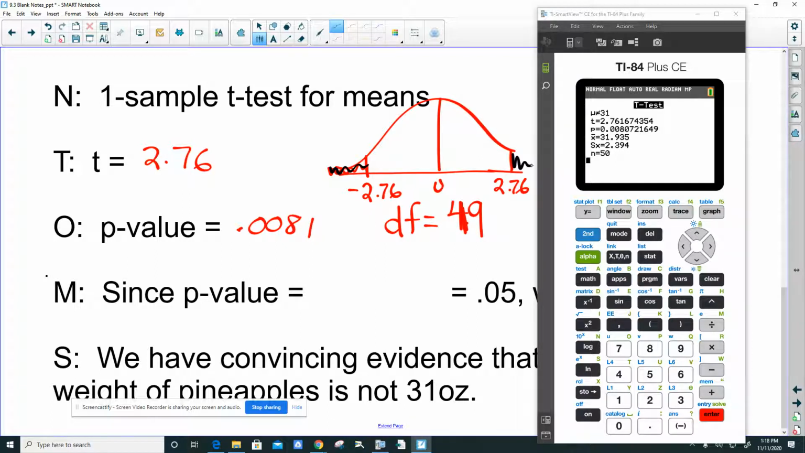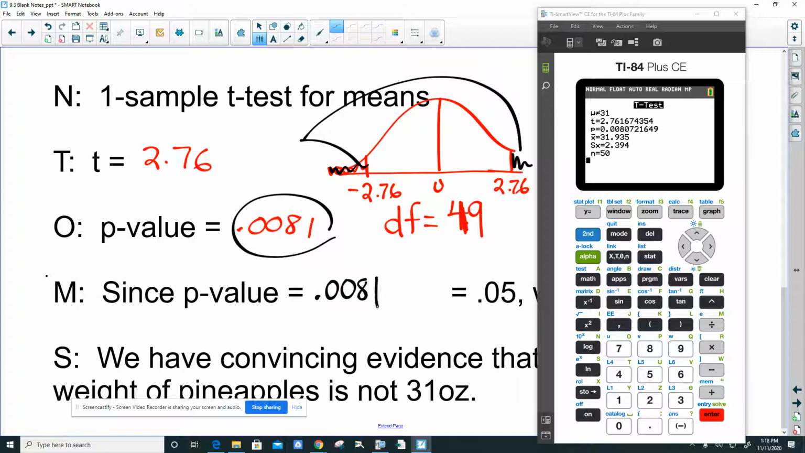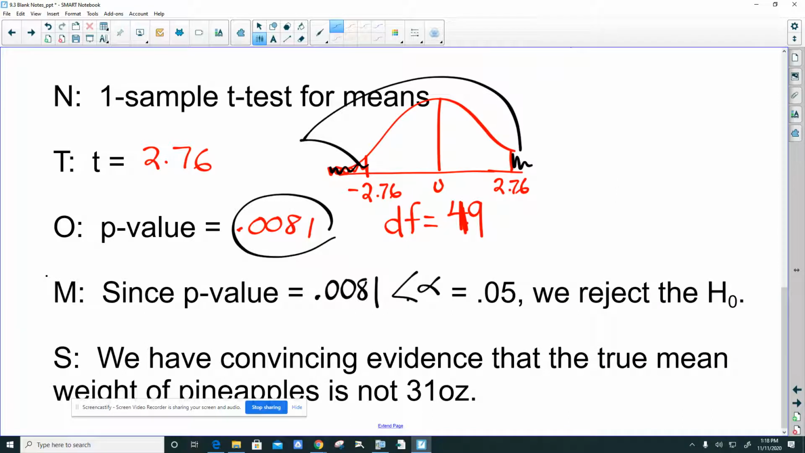All right, now when you do a two-sided test and you're using the calculator, the p-value they give you has already been doubled. Okay, so you're not going to double this p-value here. They've already combined both of those areas together for 0.0081. So we're saying since the p-value of 0.0081 is less than the alpha level of 0.05, we're going to reject the null hypothesis. And I'm going to highlight that because we're going to be looking at the confidence interval that's equivalent to this significance test.